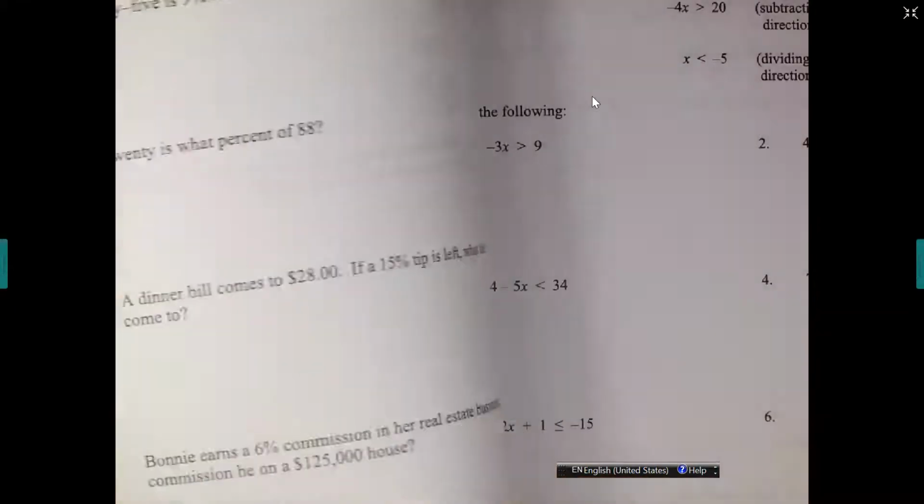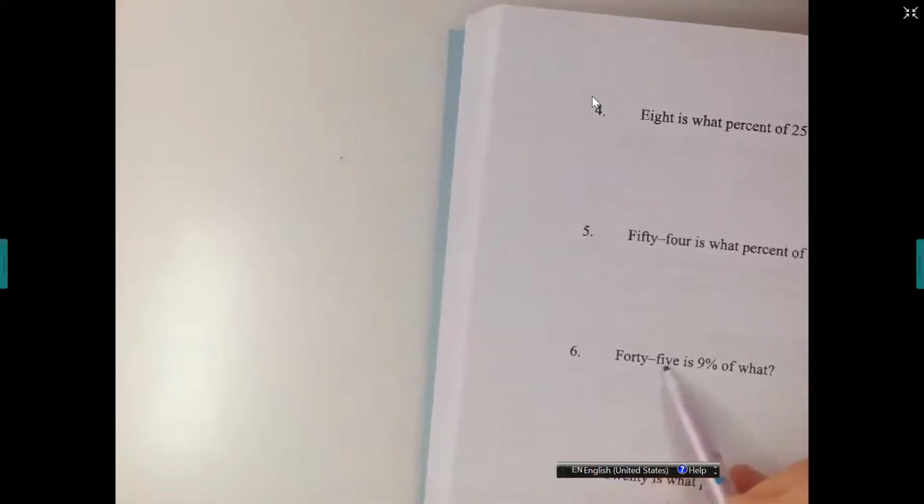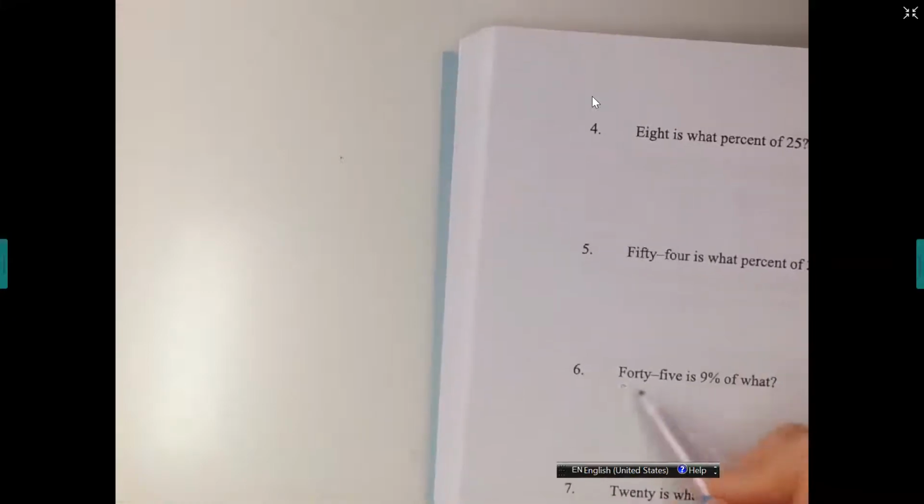I want to give you one more. Another one, number 6 here. 45 is 9% of what? So 45 translates into the number 45. Is means equals. 9% is still 9%. Of means times, what is x. So I get 45 equals 0.09 times x.